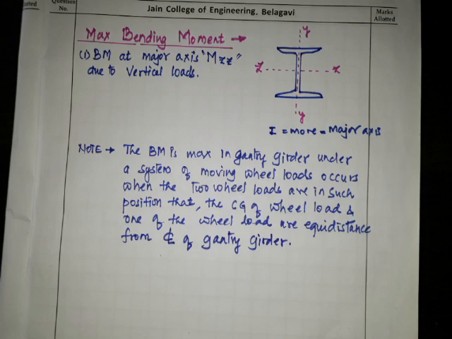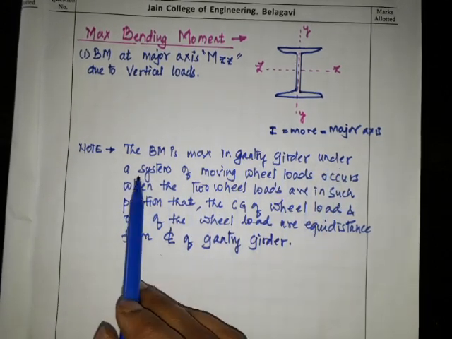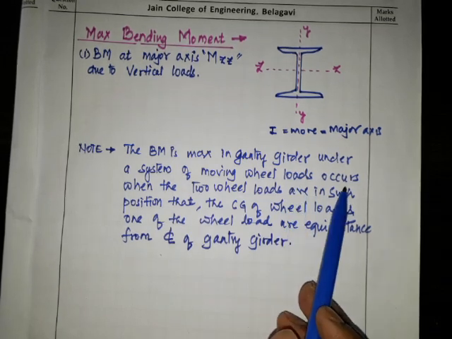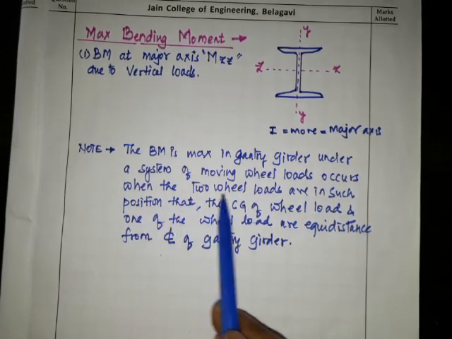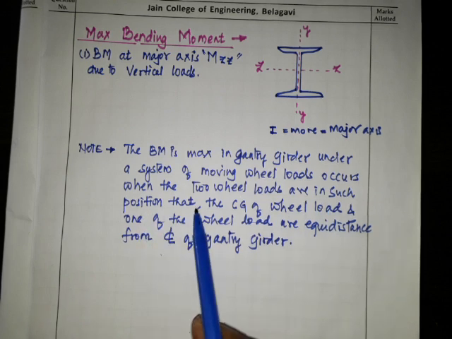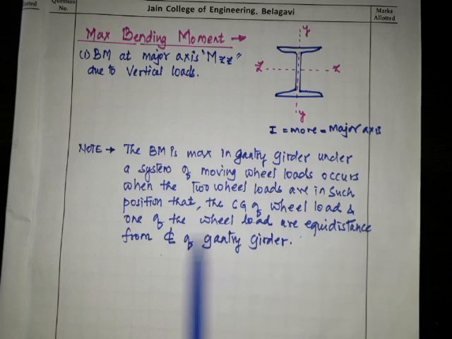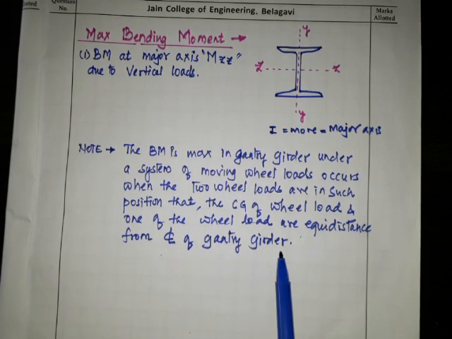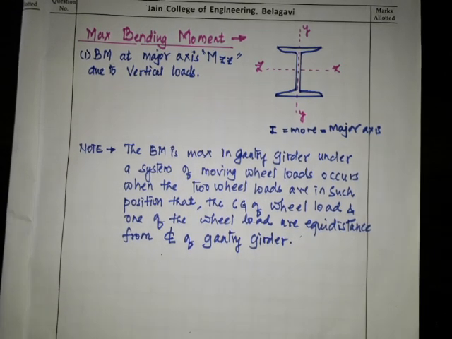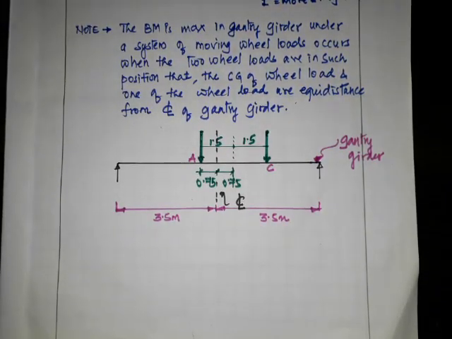So this is very important. The bending moment is maximum in a gantry girder under a system of moving wheel loads when the two wheel loads are in such a position that the CG of wheel load and one of the wheel loads are equidistant from the center line of the gantry girder. Okay, so please concentrate, students. This is very important here.